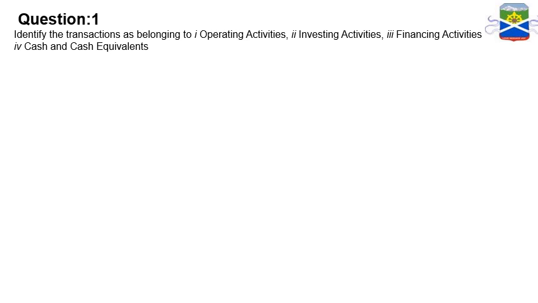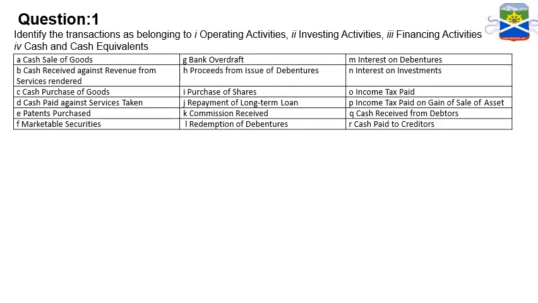Now based on that, we will go for solving a question, where certain activities will be there. You have to identify which one is operating activity, which one is investing activity, which one is financing activity, and which one is cash and cash equivalent. Now here is the question. So we will be solving this question.